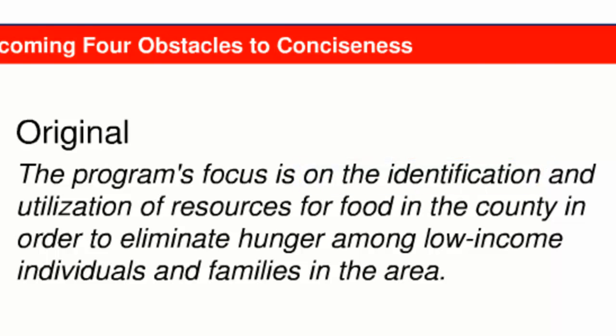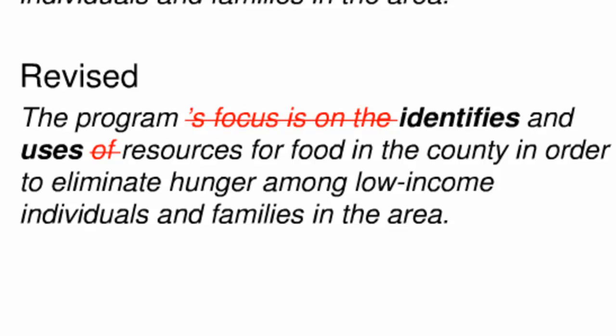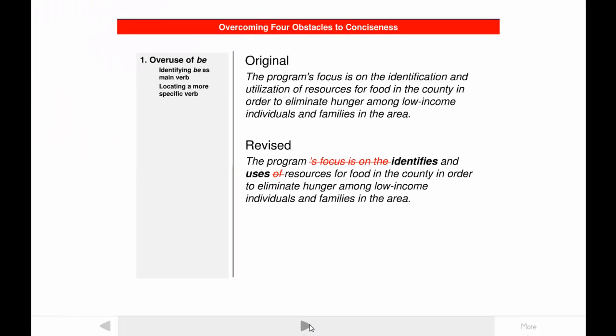Could be anything, a noun, adjective, or prepositional phrase that could be converted into a verb in this sentence. What about identification, which could be converted to identifies? Utilization could be converted into uses. The revised version of the sentence is more concise because several so-called empty words have been deleted. Note the change has little, if any, effect on the reader's ability to understand the message. Rather, the change makes the message more efficient. It also creates a less academic tone.